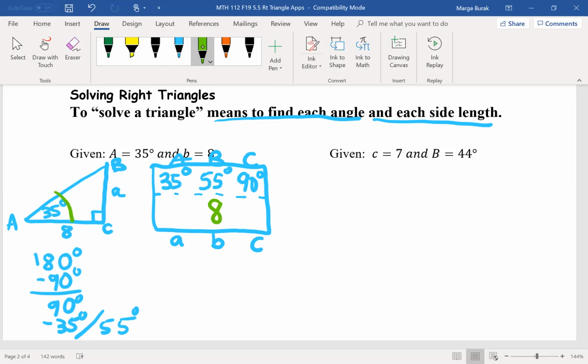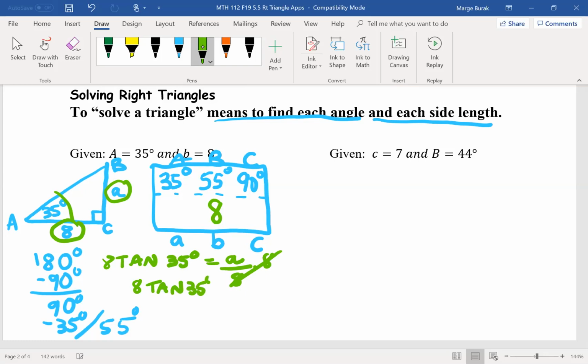So if I'm looking from 35 degrees, my opposite over my adjacent is a over 8, so I can go tangent of 35 degrees equals a divided by 8. If I times both sides by 8, then 8 times the tangent of 35 degrees will give me a. And if I put it in my calculator just like that, I have no round off error till the very end. So 8 tangent of 35, and I'm in the degree mode. Make sure your mode is in degrees. So a equals 5.6.